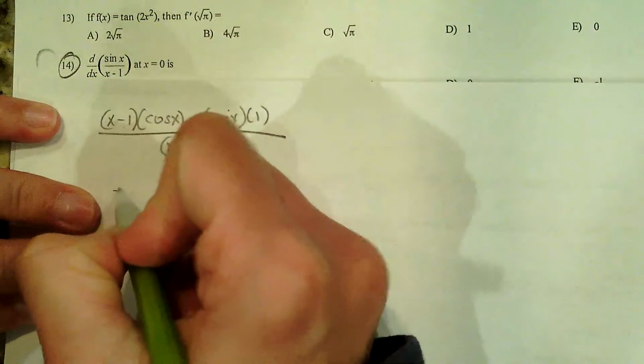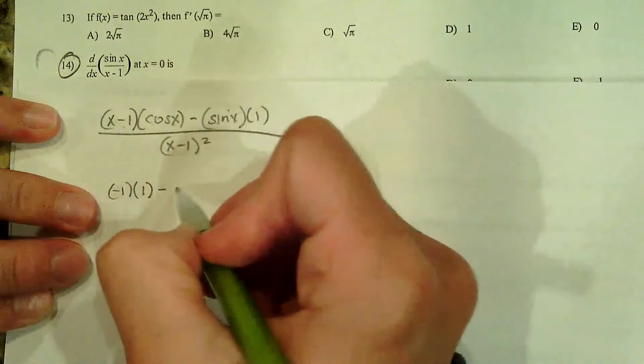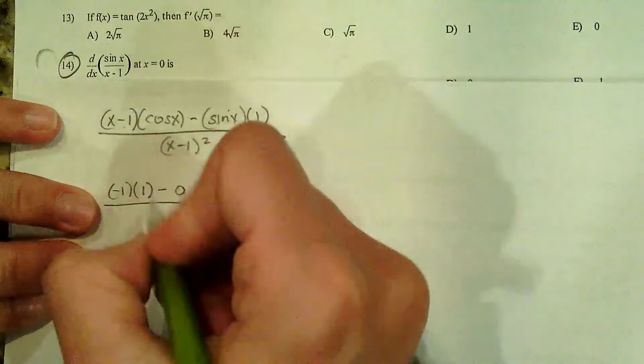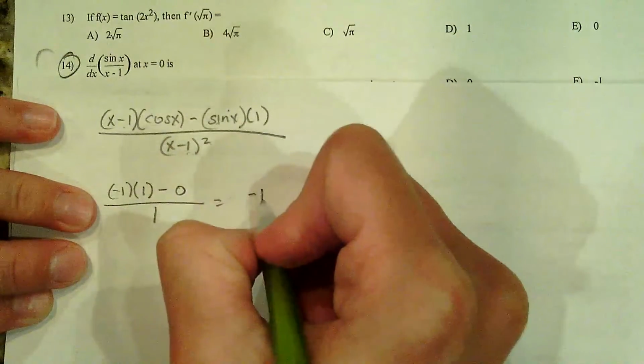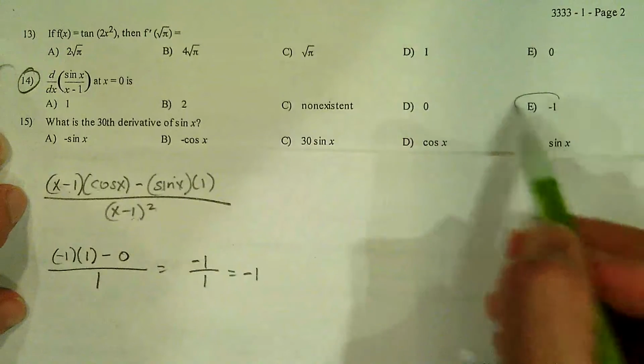So 0 minus 1 is just negative 1. Cosine of 0 is just 1. Sine of 0 is 0. 0 minus 1 is negative 1. Negative 1 squared is 1. We end up getting negative 1 on top over 1 on the bottom is negative 1. Option E over here.